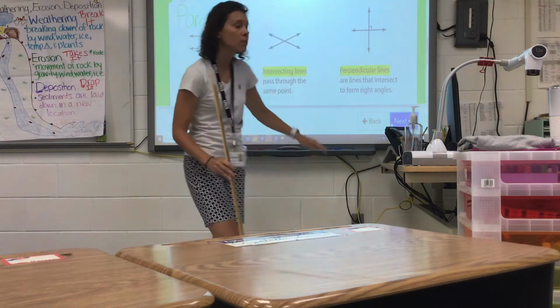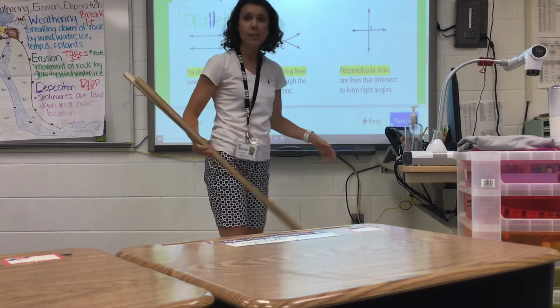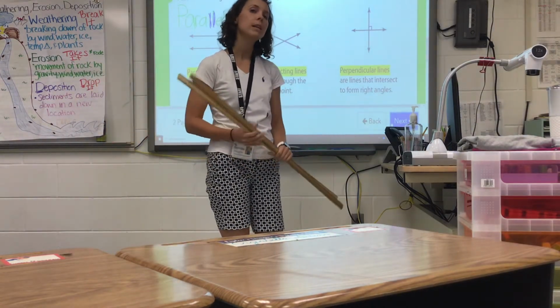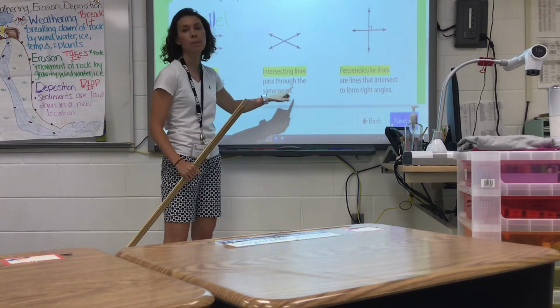So it's important to always pay attention to the arrows. The arrows mean they are lines, they are continuous, they will eventually touch each other. So intersecting, they pass through at the same point, okay?